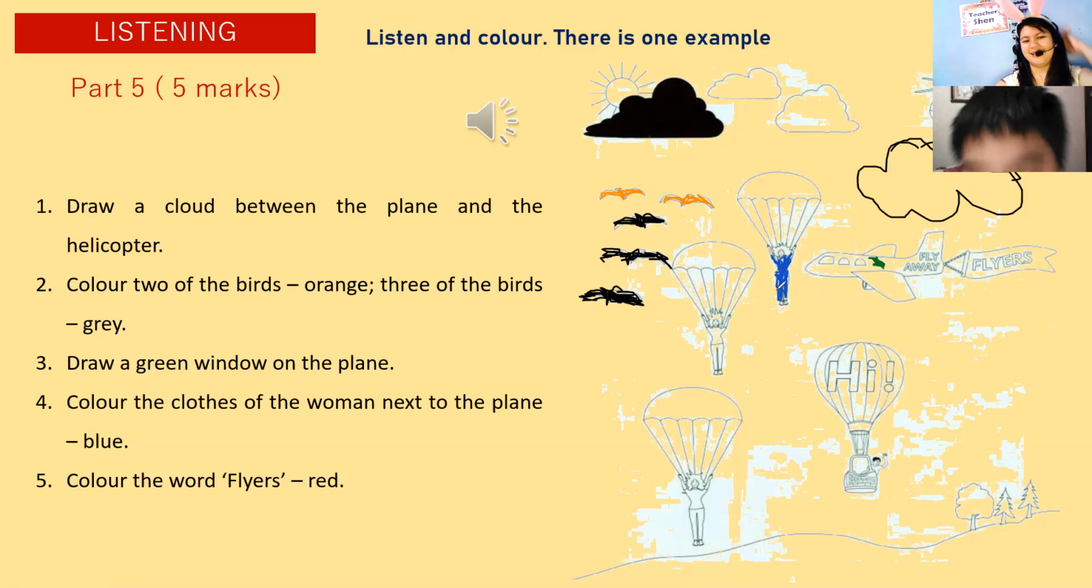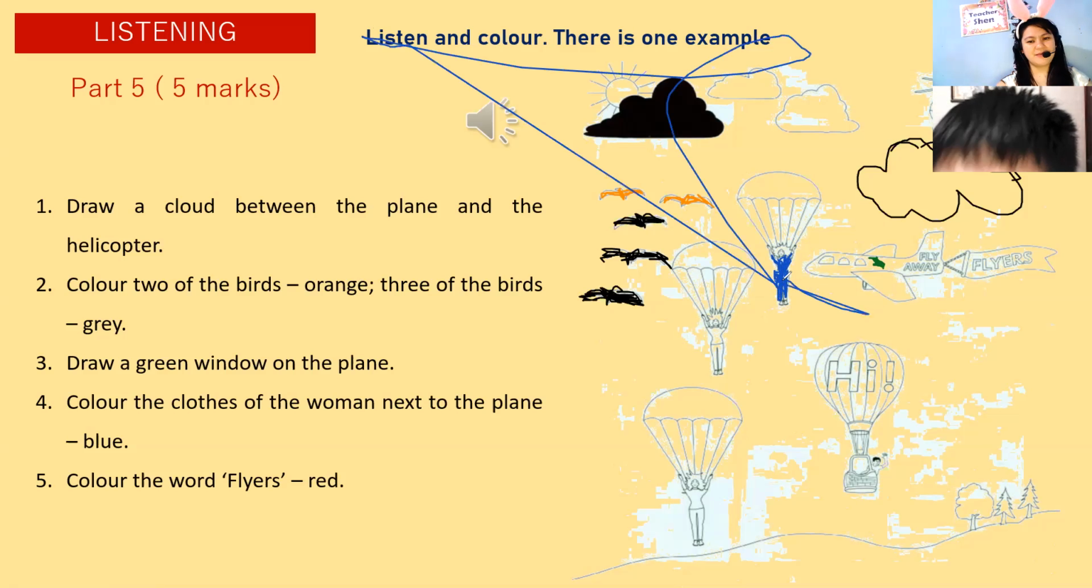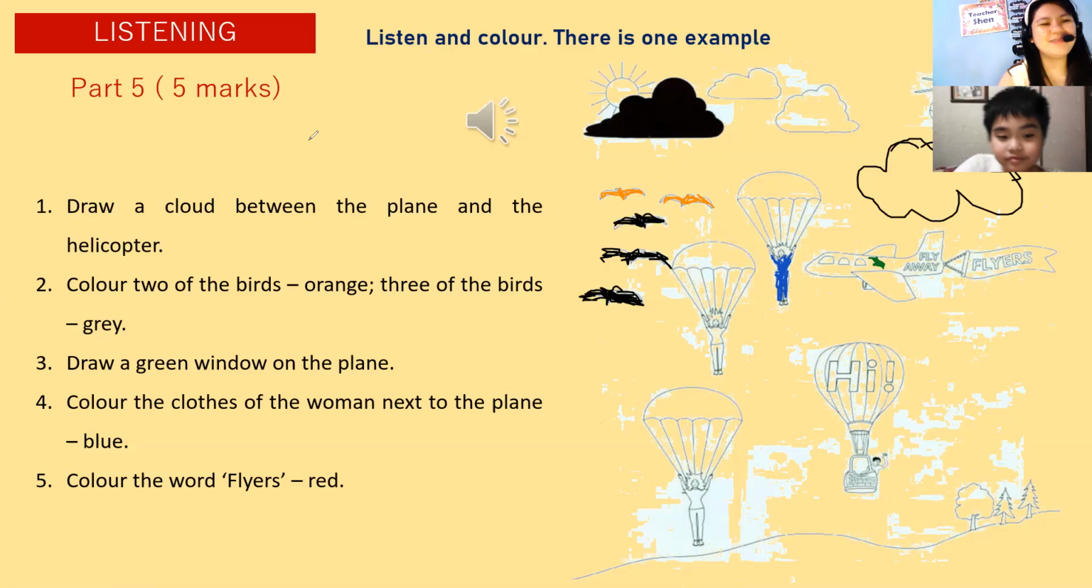Okay, now let's, oops, wait, let me hold the mouse. What are you doing? No, let me control the mouse, okay? Wait, do not hold the mouse first. Where's the mouse? Wait. No, do not touch the mouse, okay? Now I'm going to change it into color red. Okay, color the word flyers red.